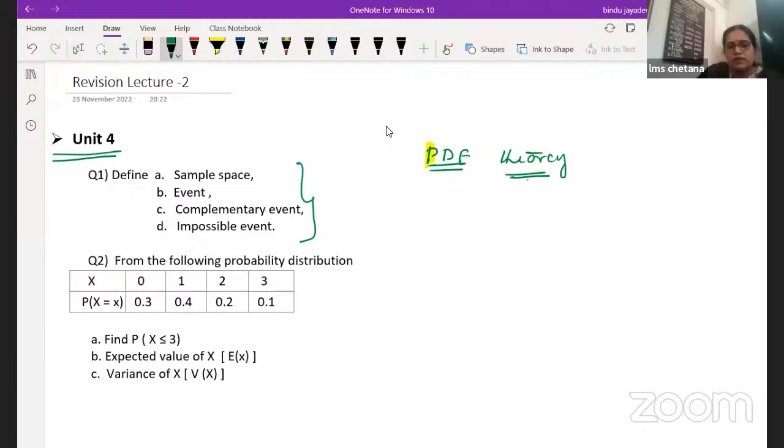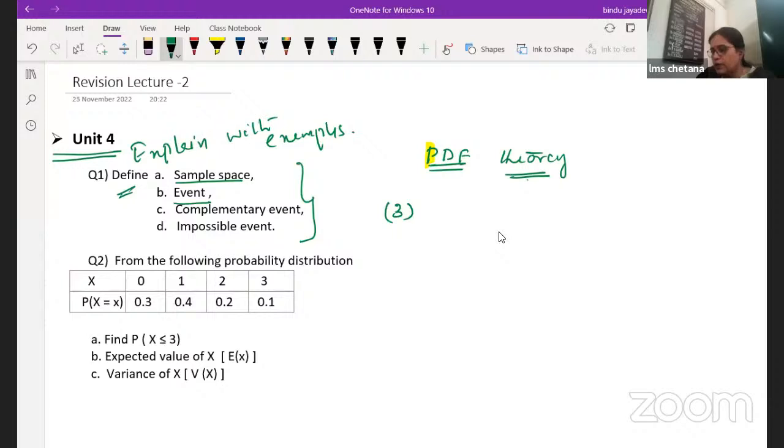Define, not define, better to write explain. Explain with example. See, it is there in my notes. Sample space, what is the meaning? Examples are there. We will still send you. So prepare for theory questions. 3 marks questions will come. Got it?